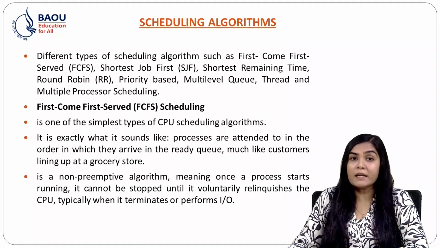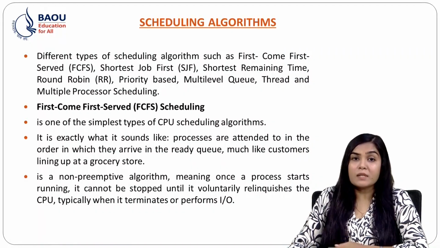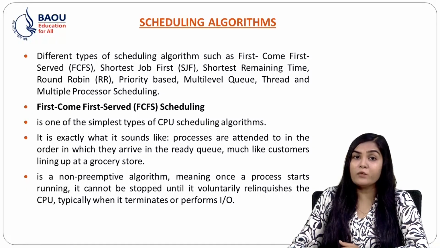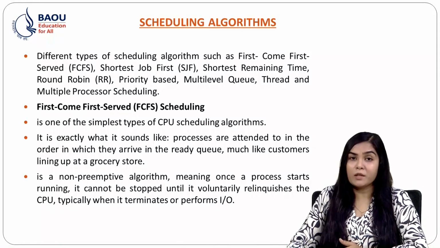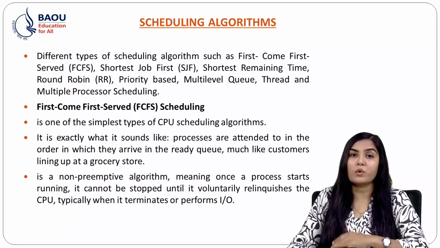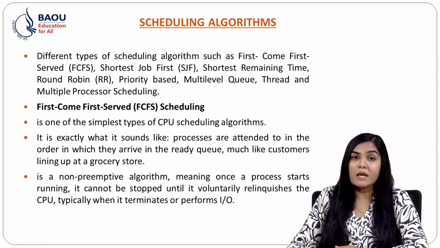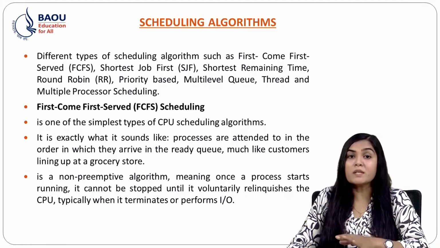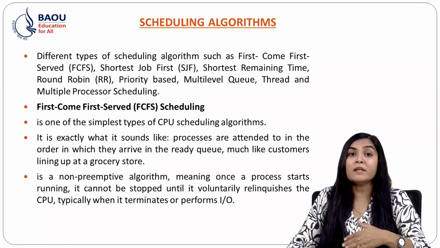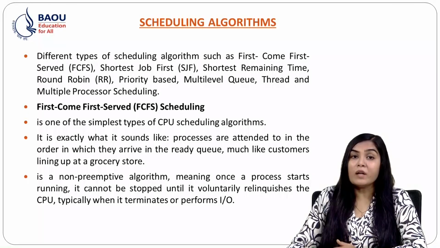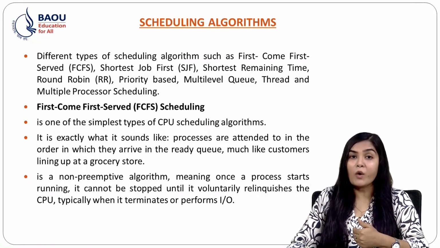So we will start with the first come first serve scheduling algorithm. It is exactly what it sounds like. The processes are attended to in the order in which they arrive in the ready queue, much like customers lining up at the grocery store. FCFS scheduling is a non-preemptive algorithm, meaning once a process starts running, it cannot be stopped until it voluntarily releases the CPU, typically when it terminates or performs an IO operation.